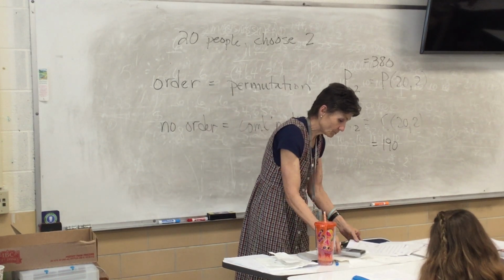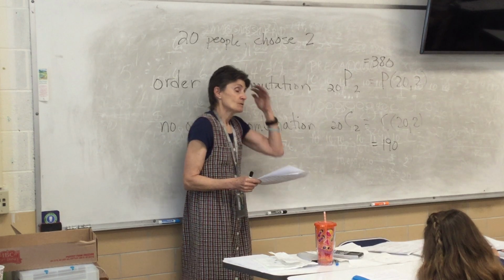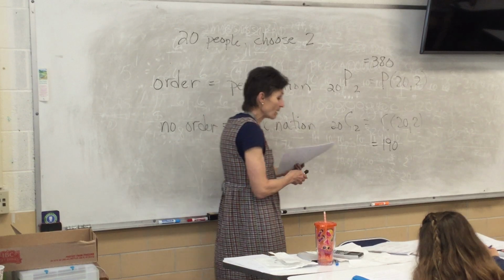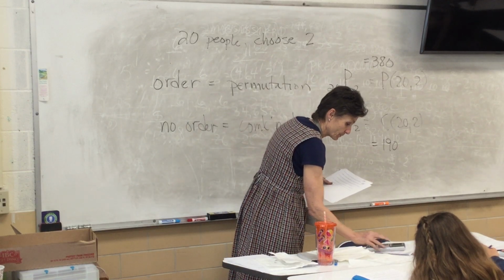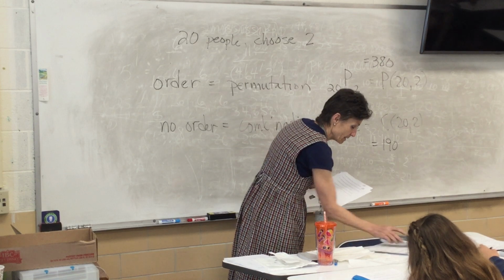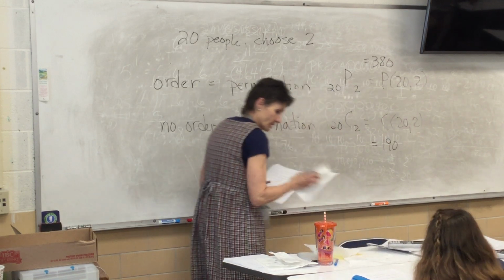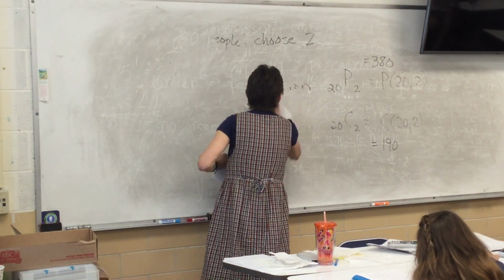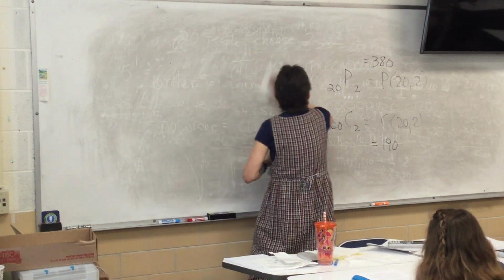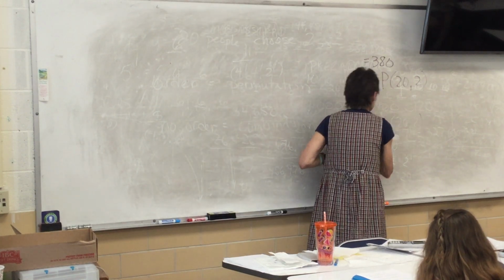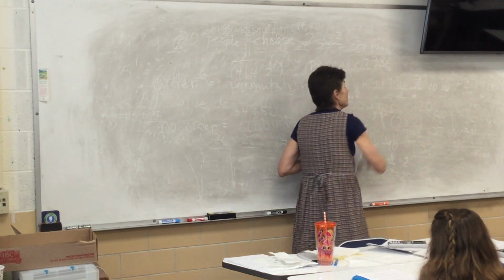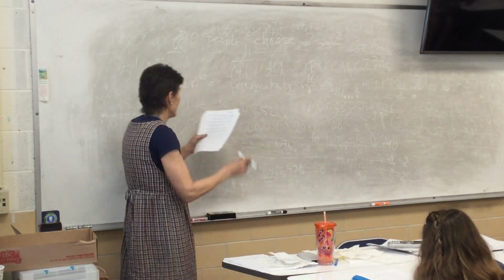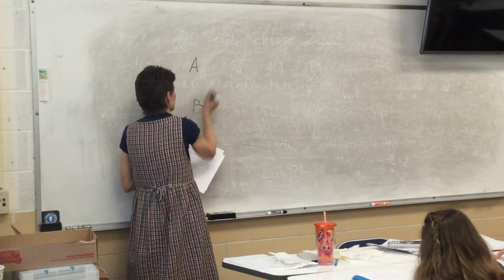Okay, we have one more to do, guys. So I want you to read number 27. And the first thing I want you to do is figure out which one's the P and which one's the C. Don't say it. Let's give everybody a chance to read them. Remember, if you're picking for specific jobs, then order matters. If you're picking a committee, then order doesn't matter.